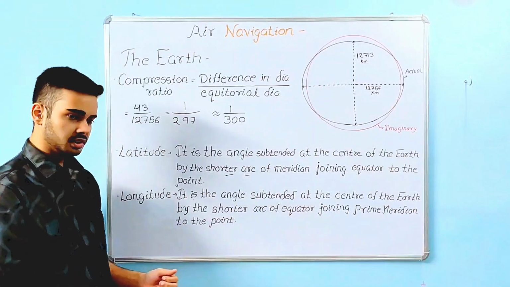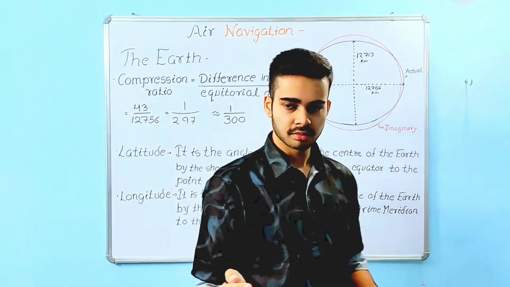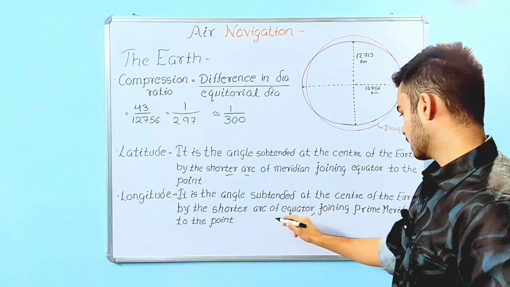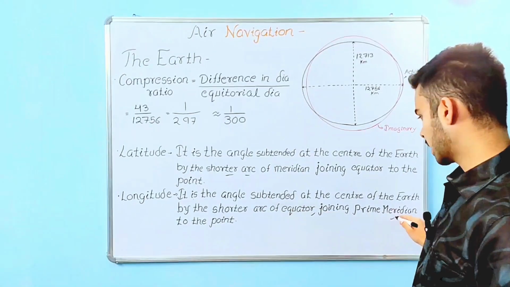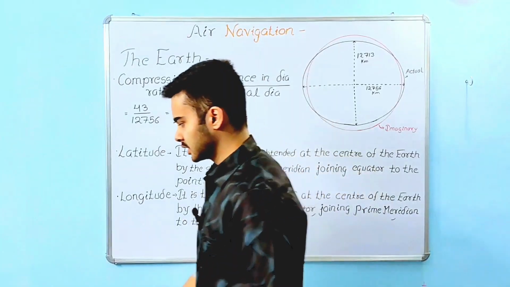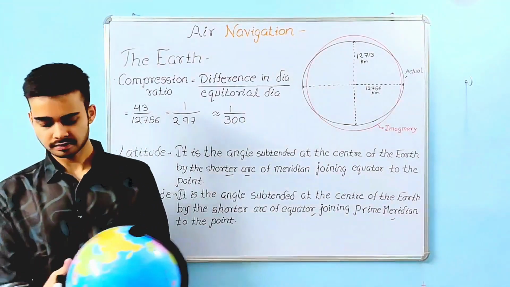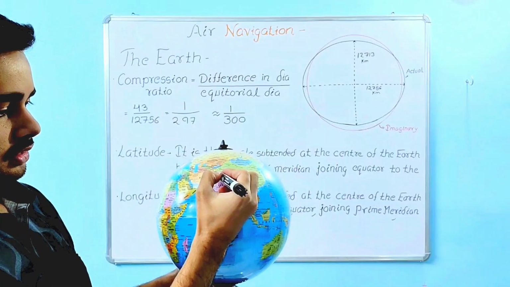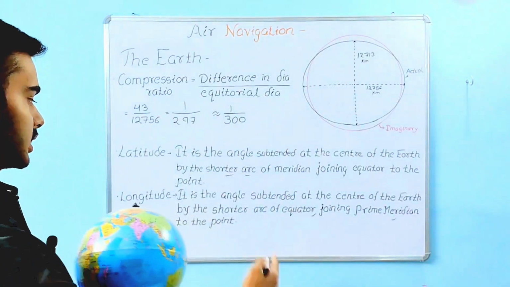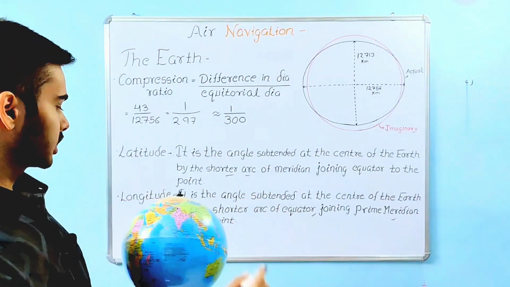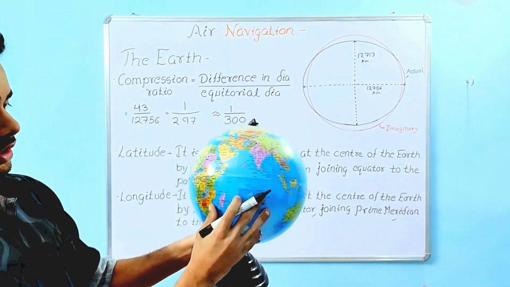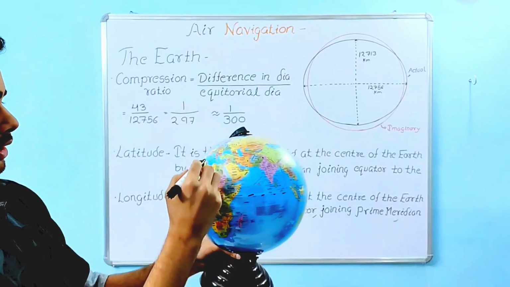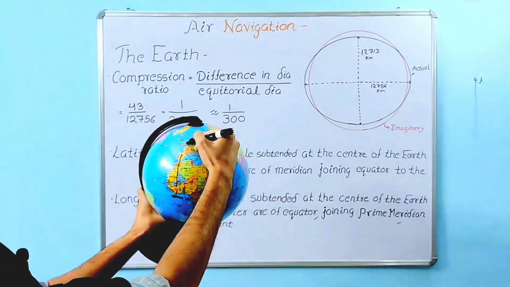Now coming to longitude, a very similar explanation, but the only difference is: the arc of the equator joining the prime meridian to the point. So again, let's take an example. Let's say we are in Srinagar. It says the shorter arc of the equator joining the prime meridian to the point. This is the equator, and this is the prime meridian passing through London.